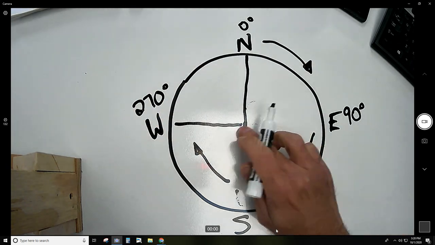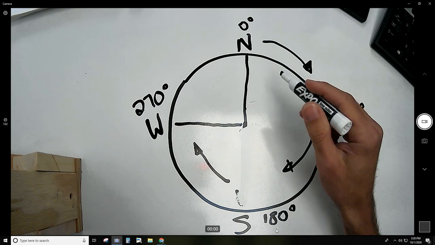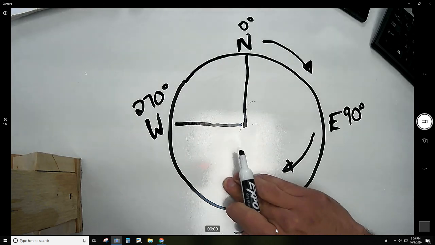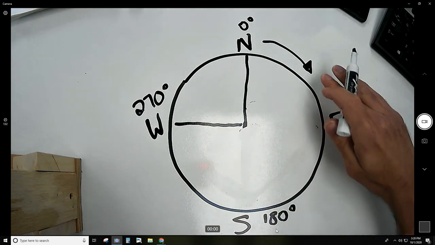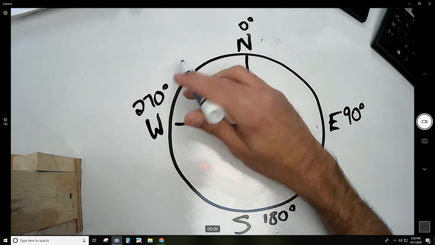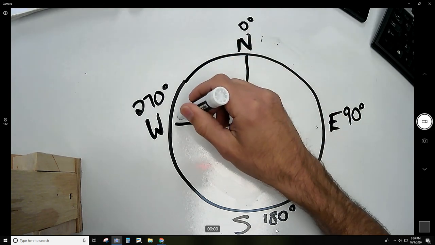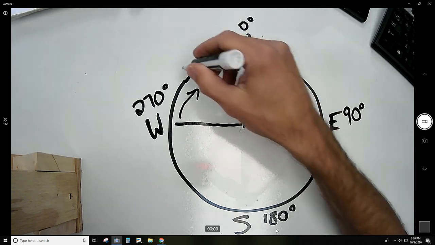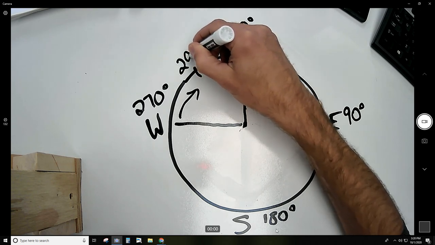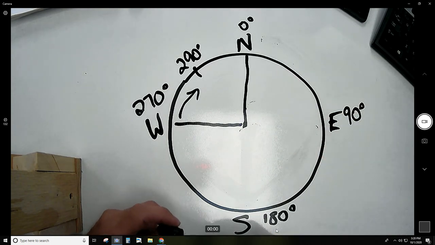So we can point ourselves in the correct direction using this clockwise rotation, and we can do all the measurements in between too. If I wanted an azimuth somewhere in the northwestern sky, I would have a number between 270 and 360, back to zero again. So maybe around here somewhere would be an azimuth of 290 degrees. So we can now figure out which way we're looking with the azimuth.